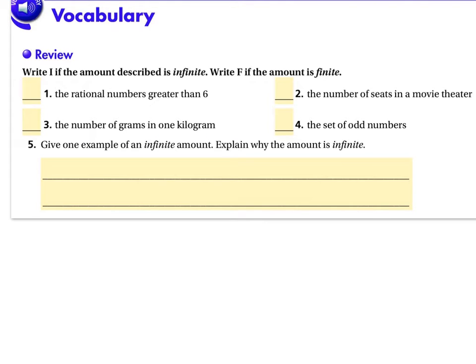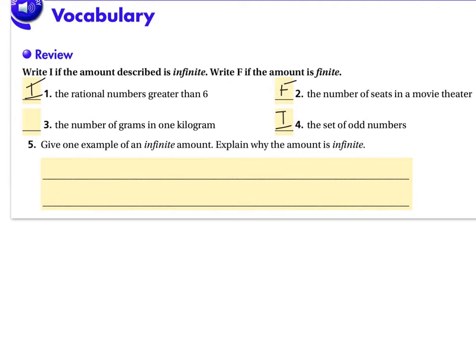Take a moment and write I if the amount described is infinite and F if it is finite. Let's see how you did. Rational numbers greater than 6 is infinite. Numbers of seats in a movie theater is finite. The numbers of grams in 1 kilogram is infinite. And the set of odd numbers is infinite.